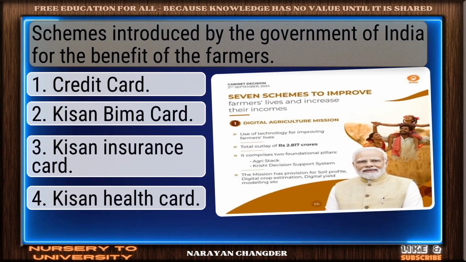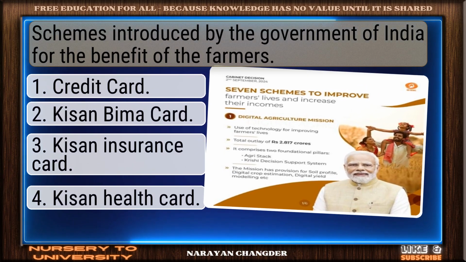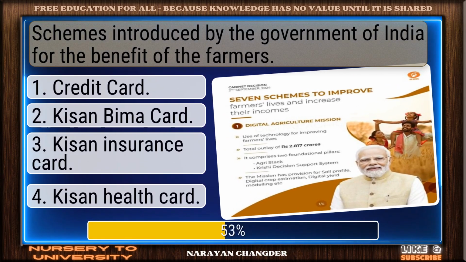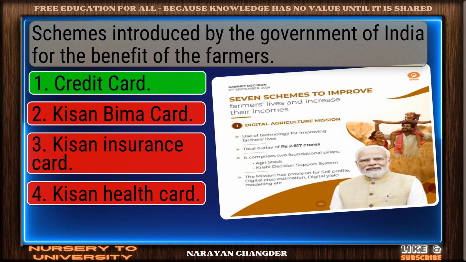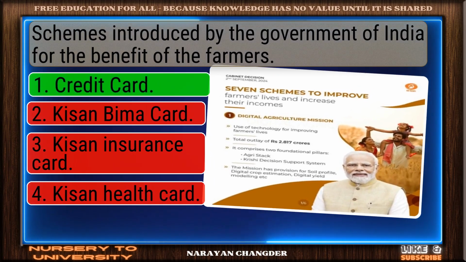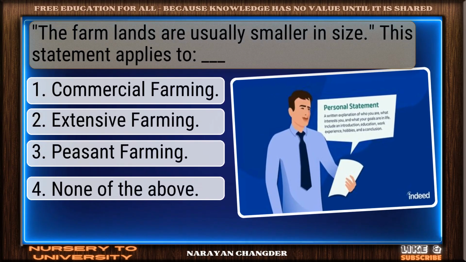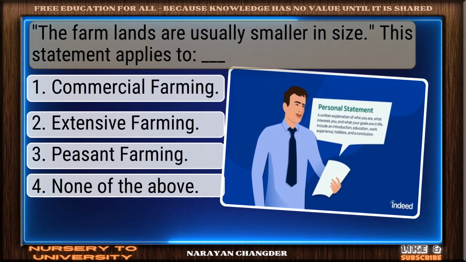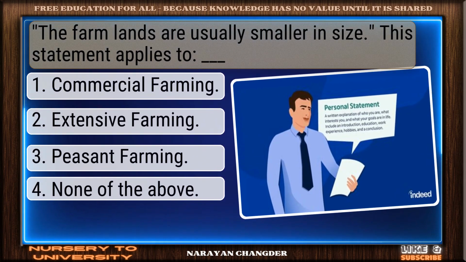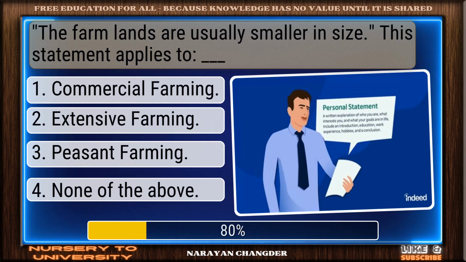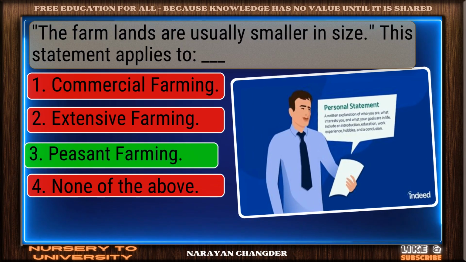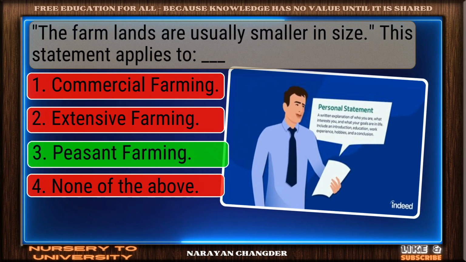Schemes introduced by the government of India for the benefit of the farmers. Excellent choice. Credit card is right. The farmlands are usually smaller in size. This statement applies to peasant farming. Right choice. Peasant farming is best.